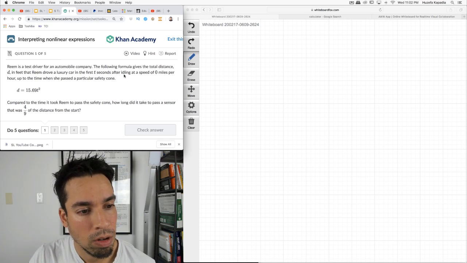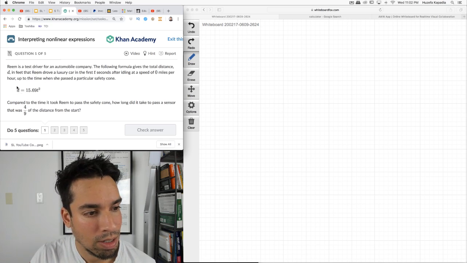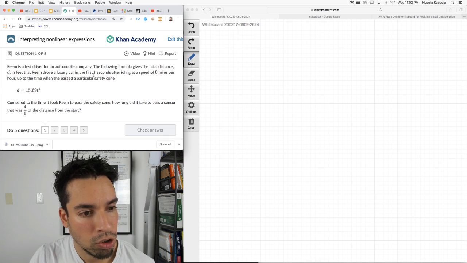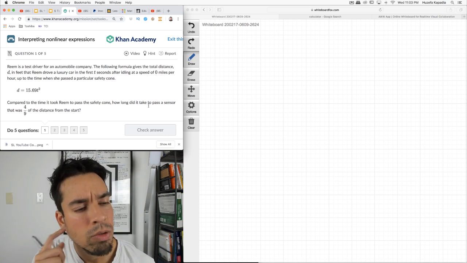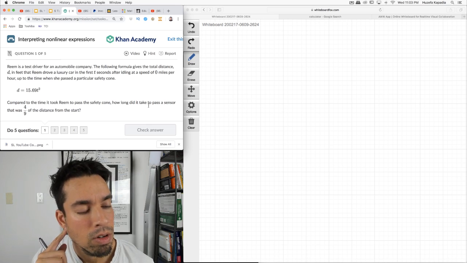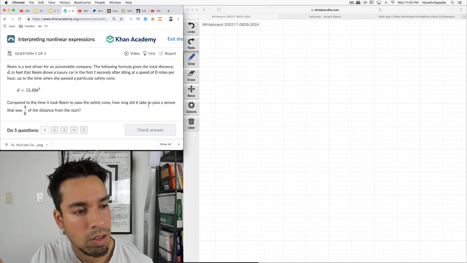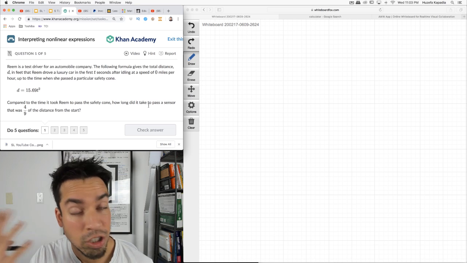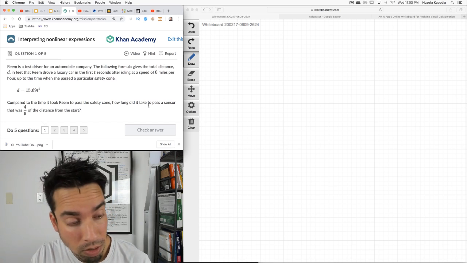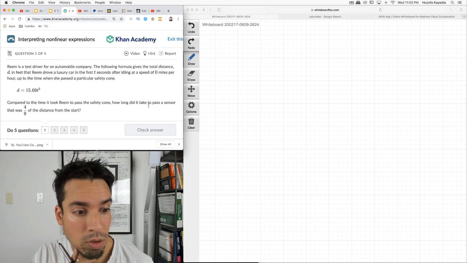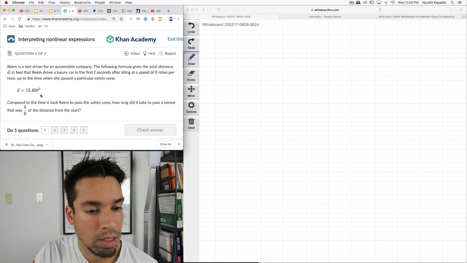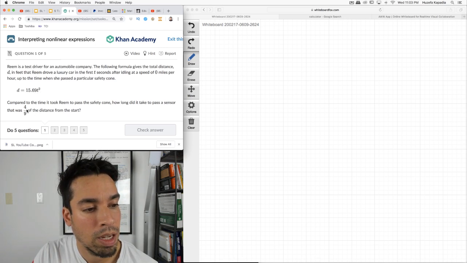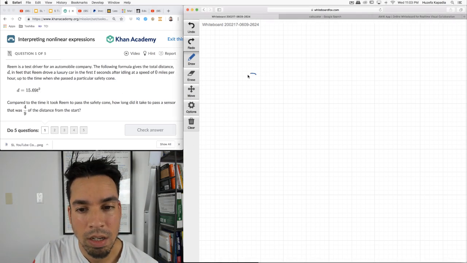Reem is a test driver for an automobile company. The following formula gives the total distance d in feet that she drove a luxury car in the first t seconds after idling at a speed of 0 miles per hour up to the time when she passed a particular safety cone. So d would be the total distance, and once she passes that total distance, she's passing a safety cone. And then compared to the time it took Reem to pass the safety cone, we'd have to isolate t. How long did it take to pass 4/9? Okay, so I think I get what they're saying.